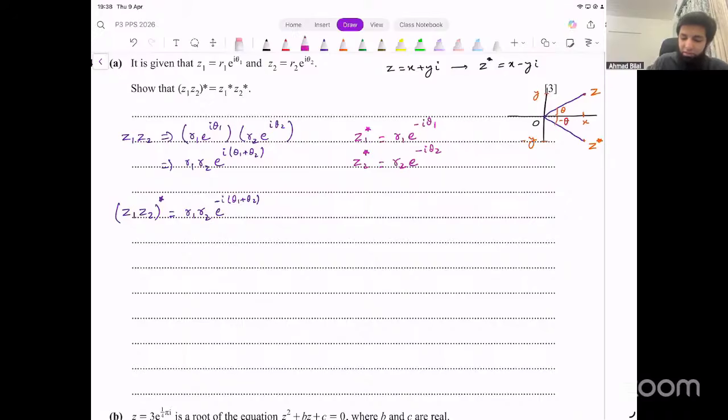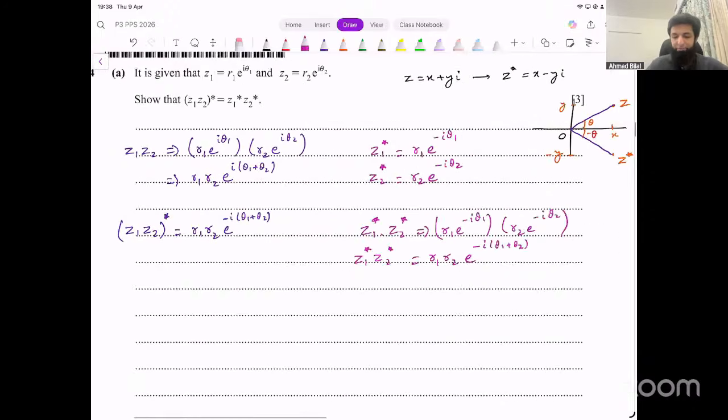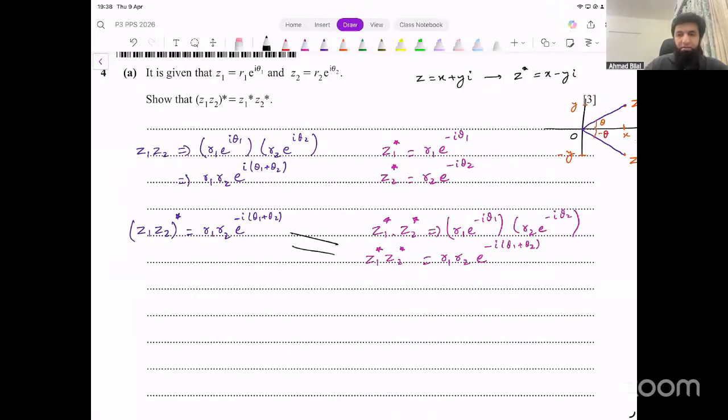Z1 conjugate times Z2 conjugate. See what that turns out to be. Multiply both of them. You get R1 e raised to power negative iota theta 1 times R2 e raised to power negative iota theta 2. R1 and R2 get multiplied. Powers get added and you get minus iota into theta 1 plus theta 2 from this as well. And they're both the same. That is what we had to show. Right? They're both the same.